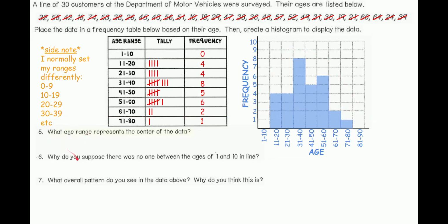What age range, let's look at question number 5. What age range represents the center of the data? Well, it looks to be around 31 to 40. That seems to be the center of our data. It's our peak. Why do you suppose that there was no one between the ages of 1 and 10 in line?